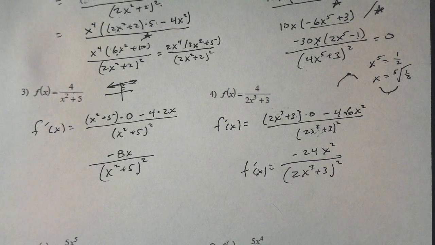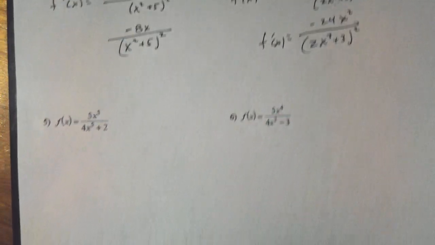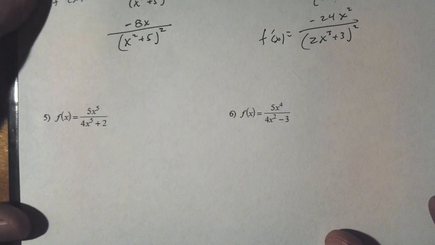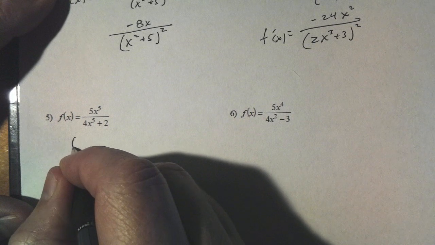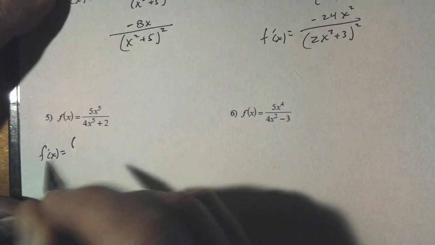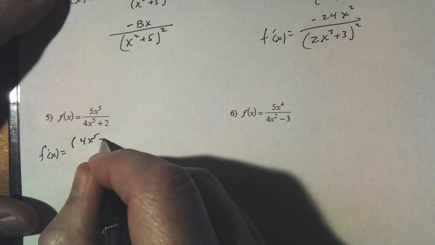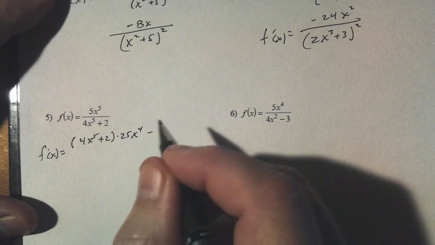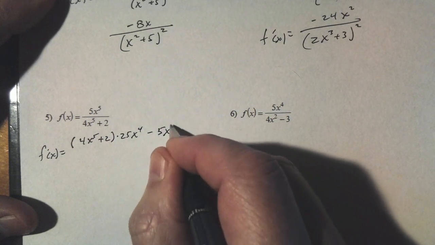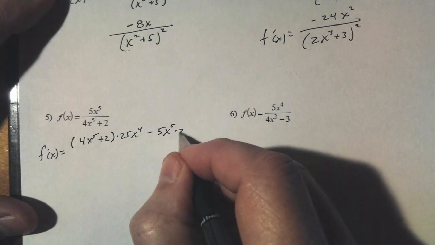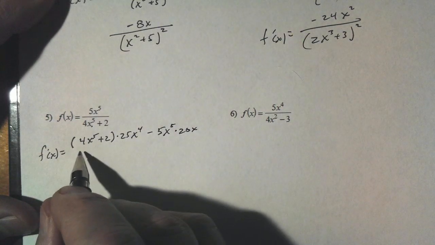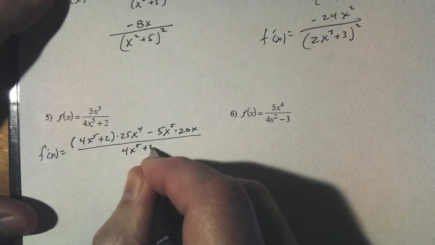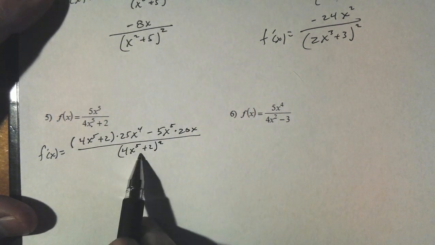Okay. And now 5 is more like 1 and 2, but an awful lot like 6. So I'll go through 5. You'll give 6 a try. Low, f prime of x equals low 4x to the 5th plus 2, low D high 25x to the 4th, minus high 5x to the 5th, D low 20x, all on the square of the thing below. Can't cancel.